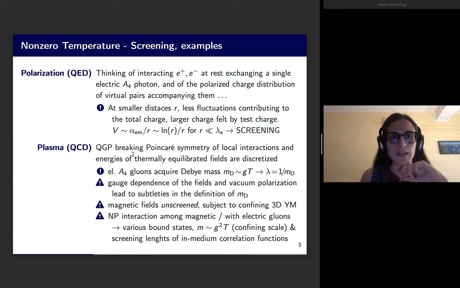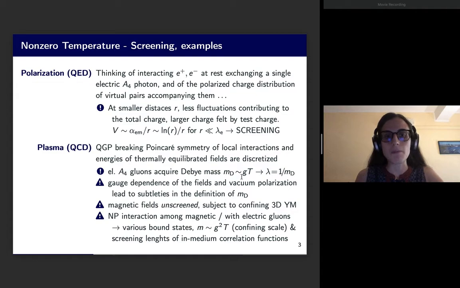quark gluon plasma in QCD, where the existence itself of the plasma has the effect of breaking Poincare symmetry of local interactions and also making the energies of thermally equilibrated fields discrete. And then what happens is that electric A4 gluons acquire a Debye mass. This is something that we have already mentioned in previous videos. And this Debye mass goes parametrically like g times T. And having defined that, we have a measure of the corresponding screening length as the inverse of this mass.